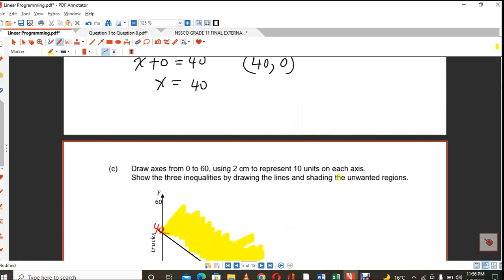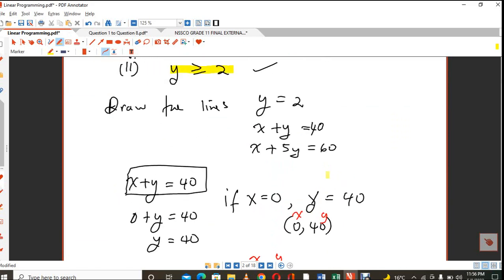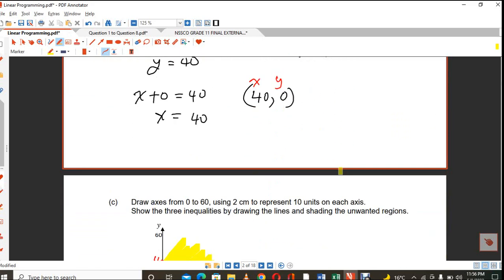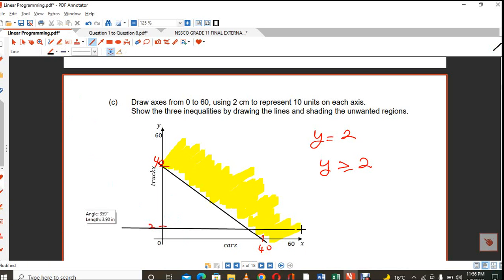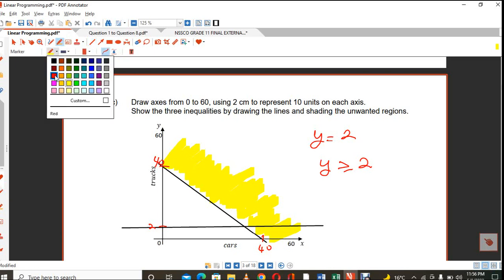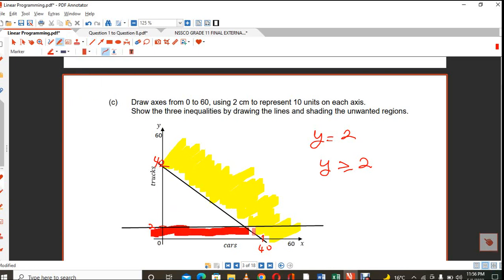Then the second one that we are looking at is y equals 2. The equation y equals 2 is not a problem. This was y is greater than or equal to 2. So let's suppose 2 is somewhere here. What you're going to draw is a straight line that goes all the way, something like this. Because it says greater than, the unwanted region, you guessed it, is below. The unwanted region will be below, which is the part that you will be shading.